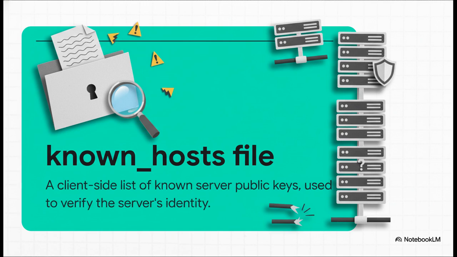The very first time you connect to a new server, SSH asks you, "Hey, I've never seen this server before. Do you trust it?" If you say yes, it saves the server's public key. From then on, every time you connect, it checks the ID the server presents against that saved record. If they don't match, you get that big, scary warning message that you might be talking to an imposter.